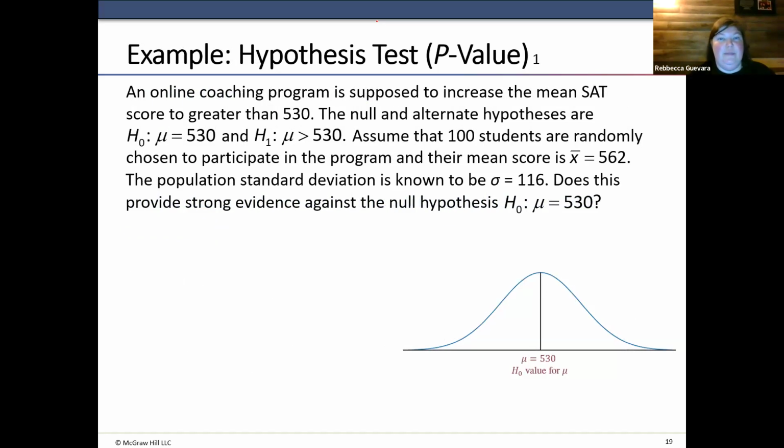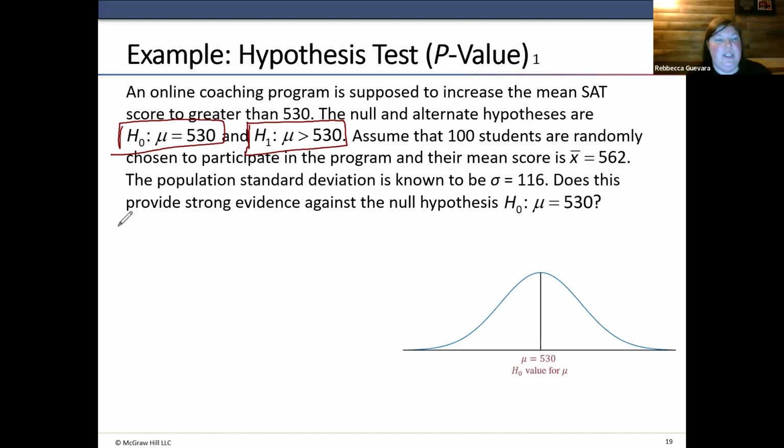So an online coaching program, like we mentioned before, is supposed to increase SAT scores to greater than 530. We have that one teacher who said his program was increasing it. So our null hypothesis, once again, was that it's not making a difference. We're still getting means of 530 like we do for all SAT prep programs. Or there's an alternative hypothesis, which is that his program is working and they're actually scoring higher than the average.